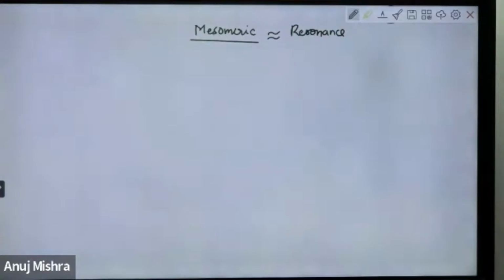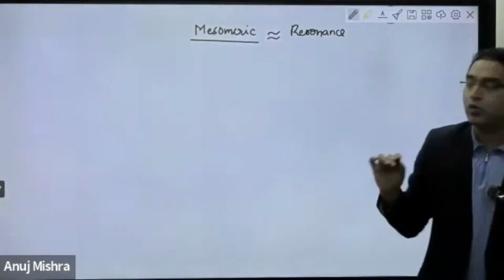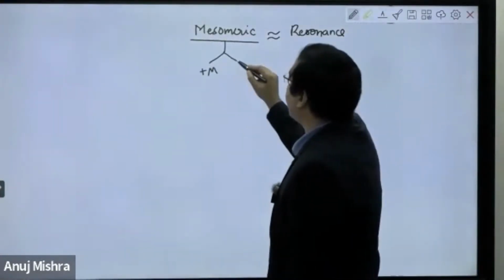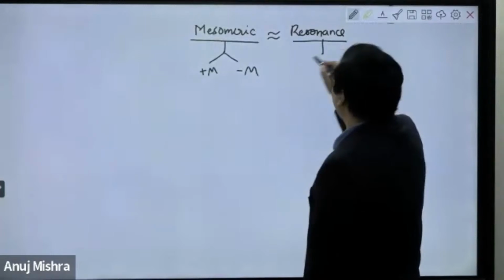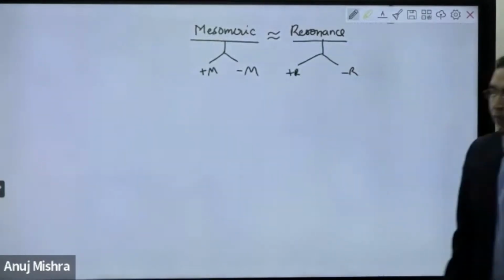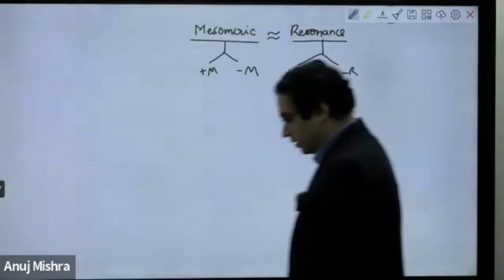Okay, let's not go into detail of why they are slightly different. So I'm just using this symbol, not exact equal symbol. They're almost same. Now mesomeric can be of two types, plus M and minus M. Resonance can be of two types, plus R and minus R. Okay. What is meaning of plus and what is meaning of minus?